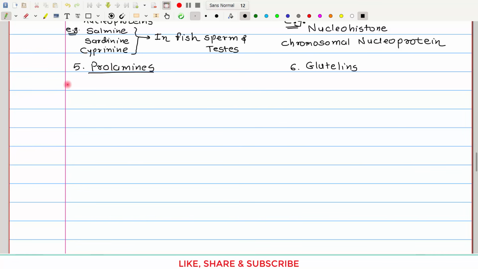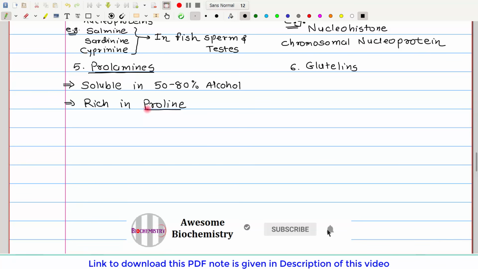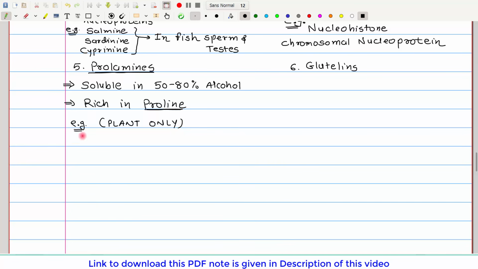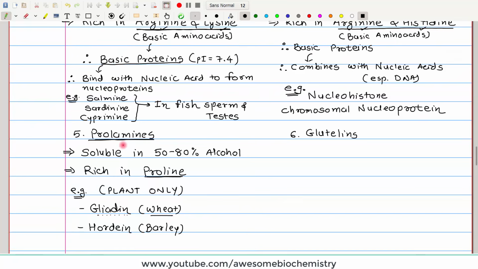Prolamines have the characteristic that they are soluble in 50 to 80% alcohol, and they are rich in proline, and actually that's why they are known as prolamine. See, from the proline, the word prolamine is derived. Why? Because they are rich in proline. Now their source is plant only. So we have gliadin, which is present in wheat, and hordein, which is present in barley. See, in wheat, this gliadin is the main member of this prolamines group, and that's why sometimes prolamines are also known as gliadins.